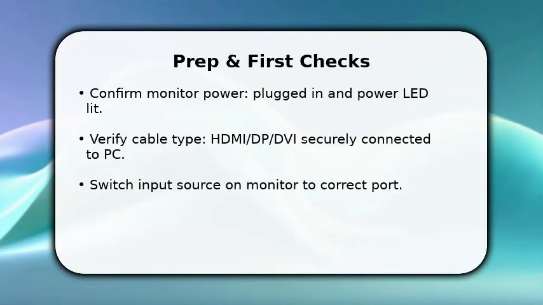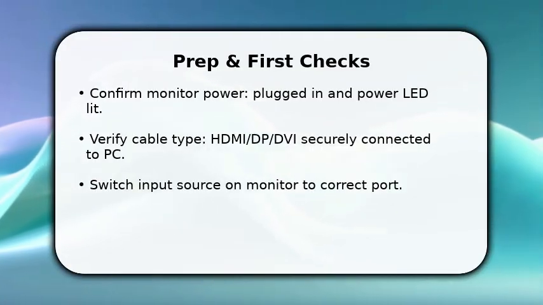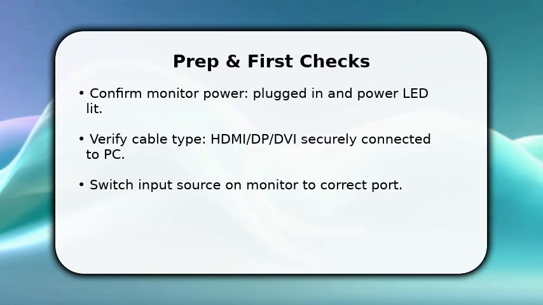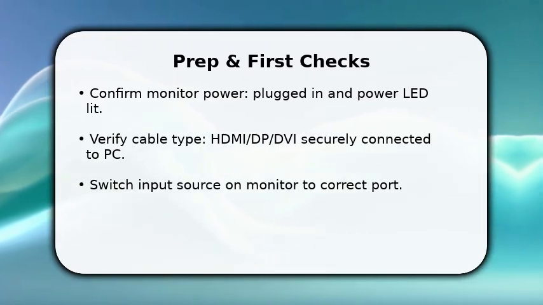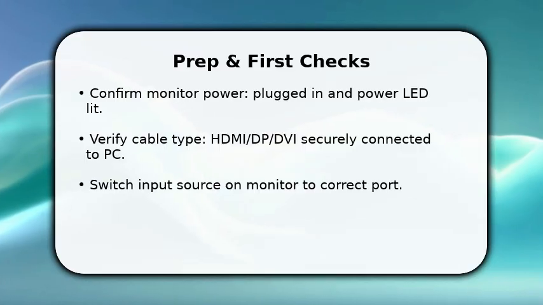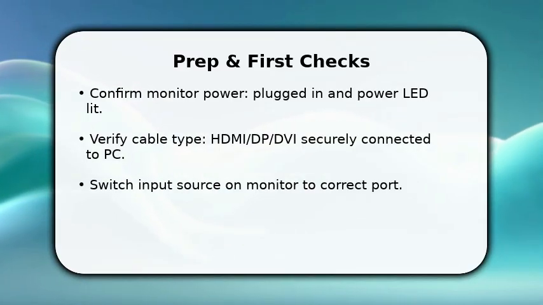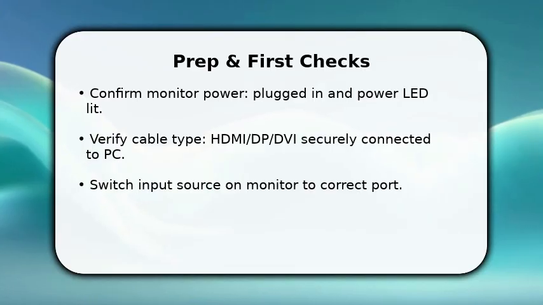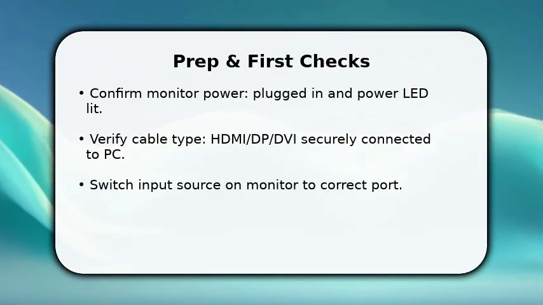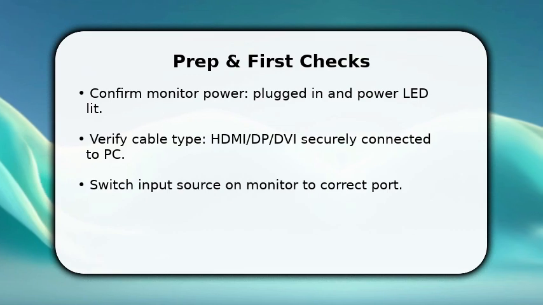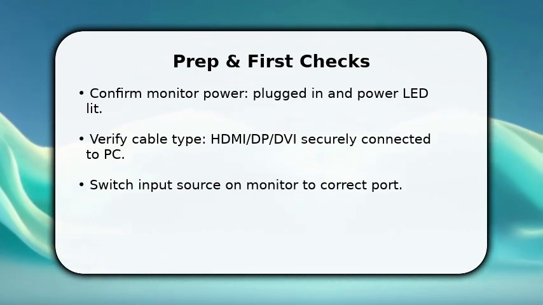You start by verifying power and connections because most failures are simple. Plug the monitor into a known good outlet, confirm the power LED is on, and press the monitor's input or source button to select HDMI or DisplayPort. Once done, inspect both ends of the cable for bent pins or loose screws, and if available, try a different certified cable. Make sure the graphics card port is unobstructed, and any power adapters for the monitor are firmly attached.